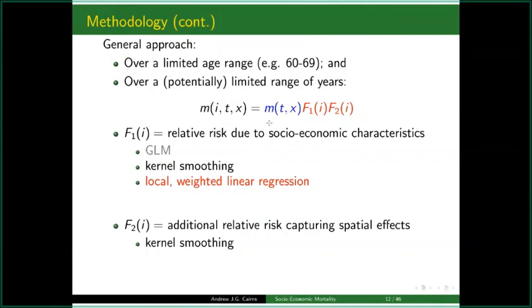That will be modelled as the national death rate, which will then be scaled up or down by two relative risk factors, F1 and F2, and each of these will be specific to the LSOA, index i. The first of these, F1, is the relative risk due to socioeconomic characteristics, which can be estimated using a variety of techniques, and what I'm going to focus on here is local weighted linear regression. Then the second relative risk is F2. This is after we have accounted for all of the socioeconomic characteristics, what's left. F2 is an additional relative risk, which is capturing the spatial effects, and we'll use kernel smoothing to get that one.